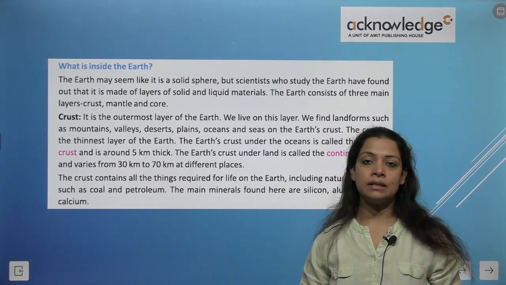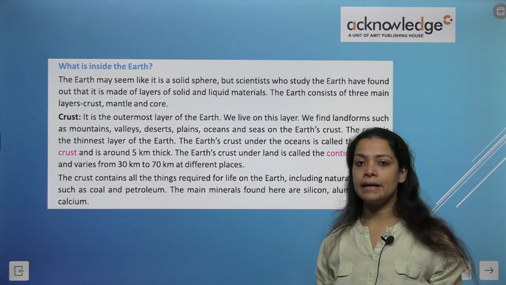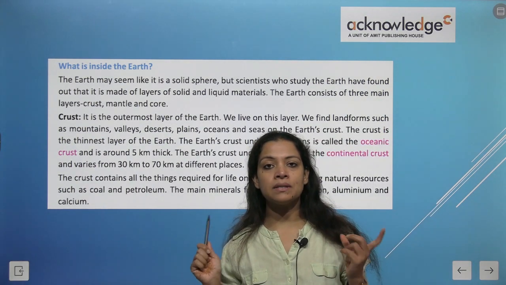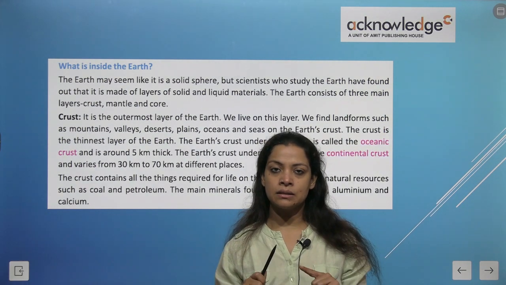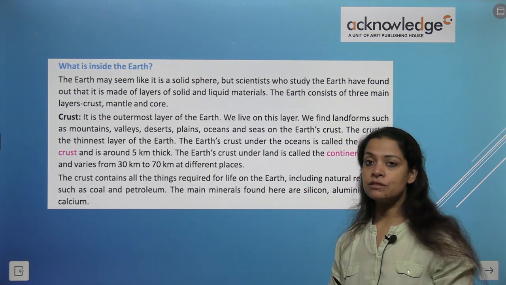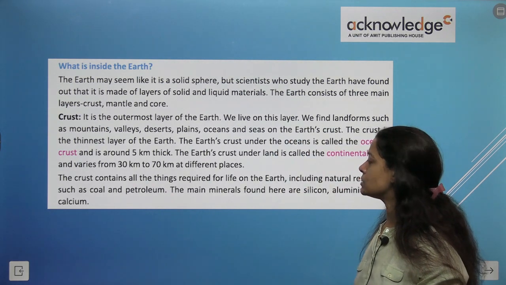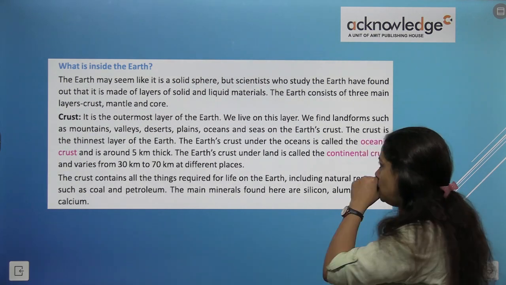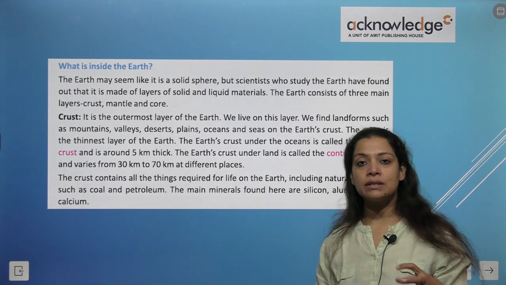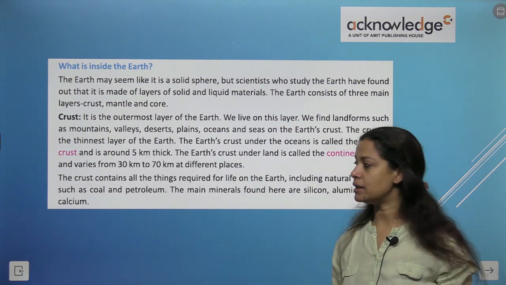Crust is the outer layer. What is the outermost layer of the Earth? Crust. We live on this layer. So we live on the outermost layer of the Earth, which is crust. We find landforms such as mountains, valleys, desert, plains, oceans, seas on the Earth. Crust is the thinnest layer of the Earth. So the crust on which we live is the thinnest layer.